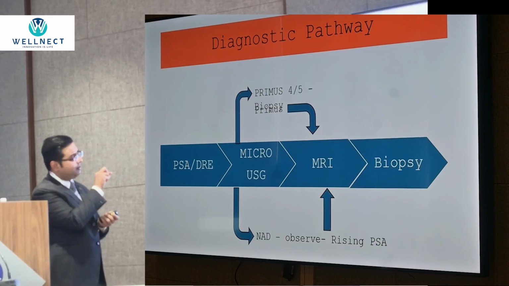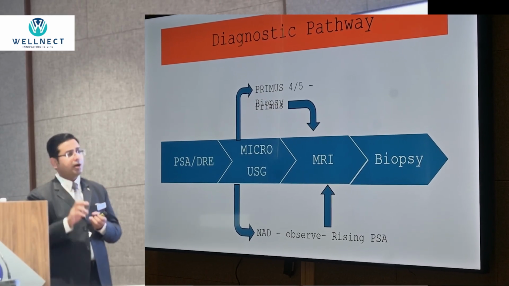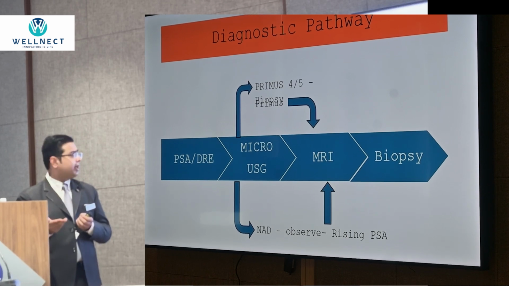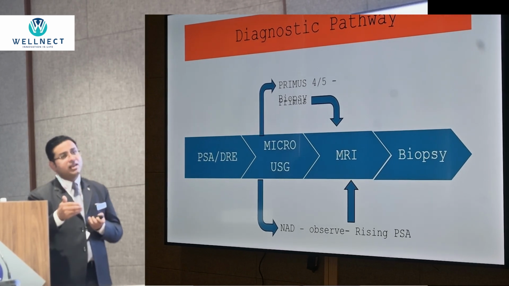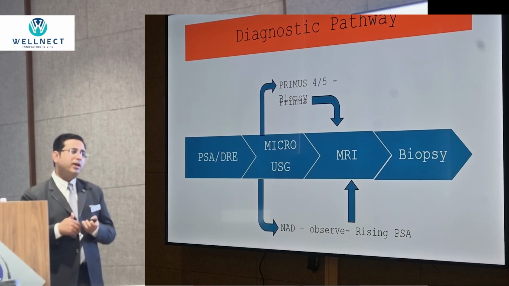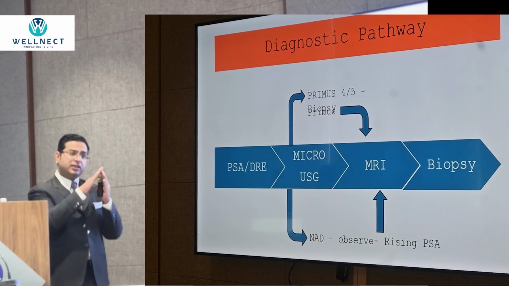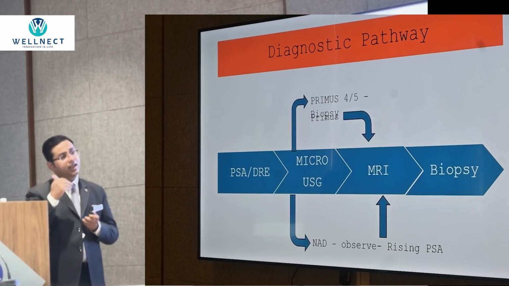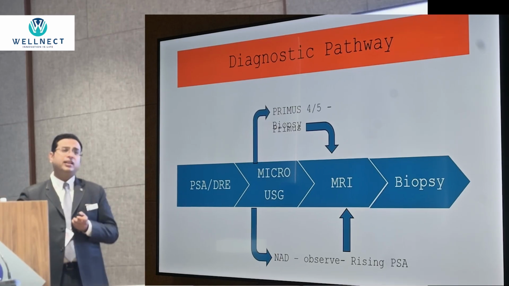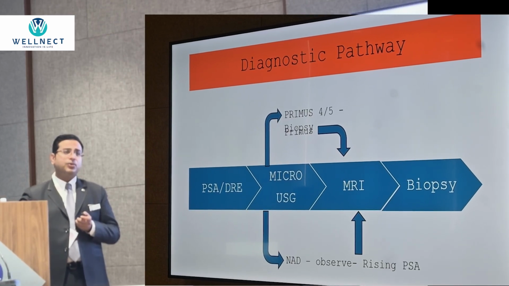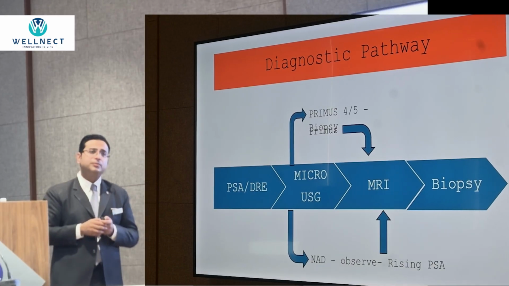If the micro ultrasound shows a PRI-RADS 4 or 5 lesion, I will do a biopsy. I will not offer an MRI to this patient. If it is a 3 lesion or below, then I will go for an MRI. And if there is no lesion, then we can keep this patient on surveillance and follow him on PSA. At the time when we feel that the PSA is starting to rise, then again bring him back into the algorithm and then send him for biopsy.